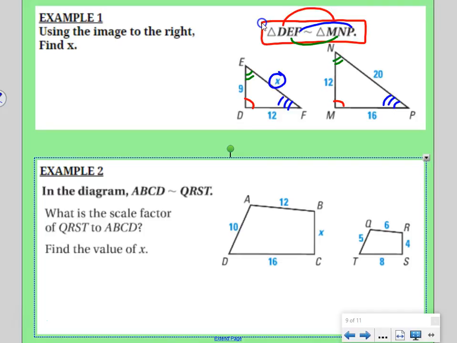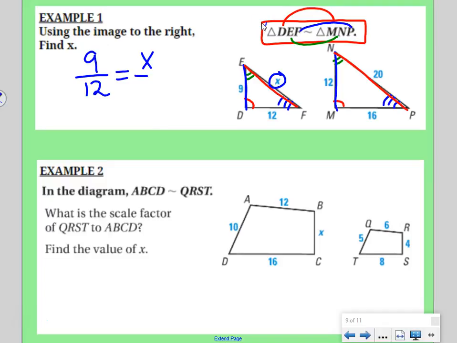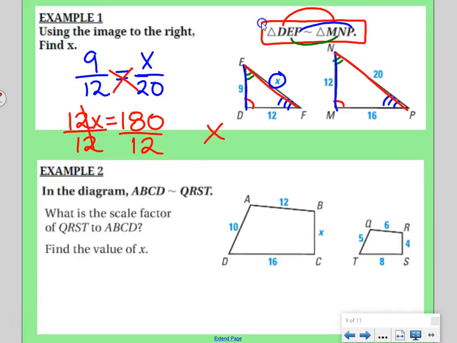Well, x is a side length, so we need to set up a proportion of corresponding sides. 9 and 12 correspond, so we can say 9/12 is equal to x and 20 correspond, so x/20. Solve your proportion using cross multiplication. 12 times x is 12x equals 9 times 20, which is 180. Divide both sides by 12 to get x all by itself. We get x equals 180 divided by 12 is 15. So x would be 15.